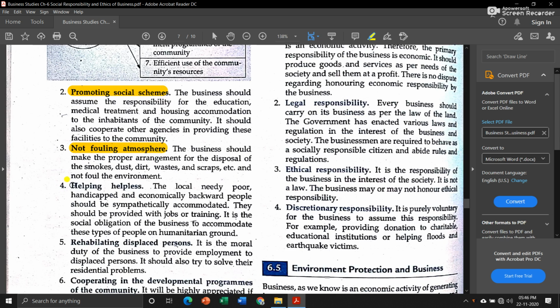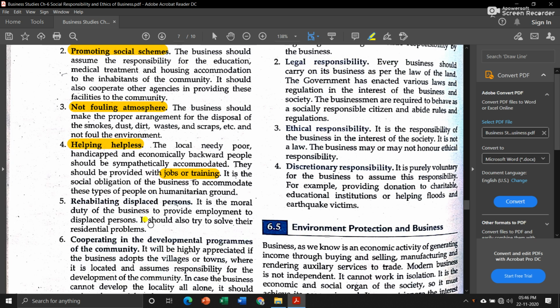Then helping the helpless. The local needy, poor, handicapped, and economically backward people should be sympathetically accommodated. Now, in government employment, we have seen that there are several reserved quotas for physically handicapped and other types of handicapped persons. Just like that, nowadays businesses also have to provide jobs to those in need, like handicapped or economically backward people of that particular area where it is situated. They should be provided with jobs or training. It is the social obligation of the business to accommodate these types of people on humanitarian ground.